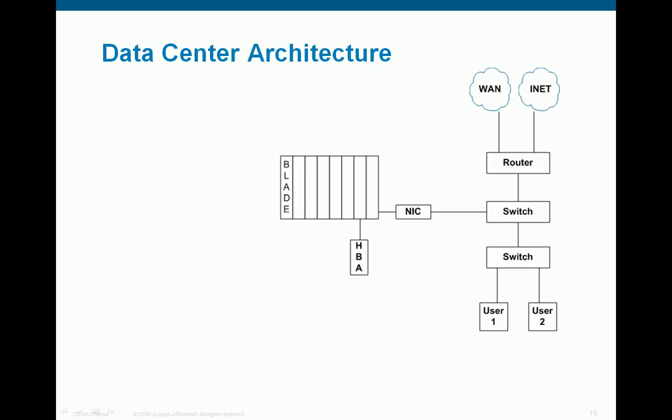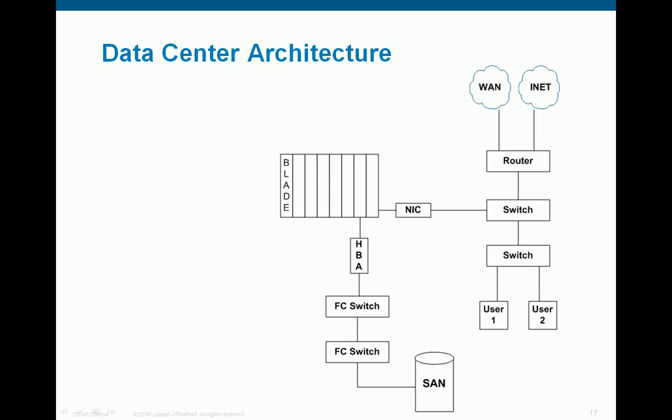This connects to a different set of switches altogether, fiber channel switches, which operate differently than traditional LAN switches, which then can hook up to the storage area network. So now the blade server has not only connectivity to users in the outside world, but also longer-term storage.